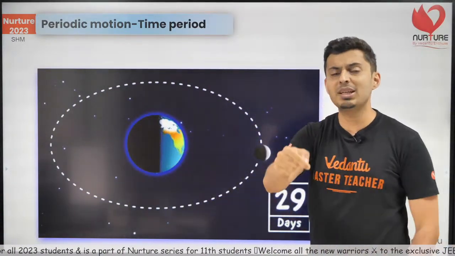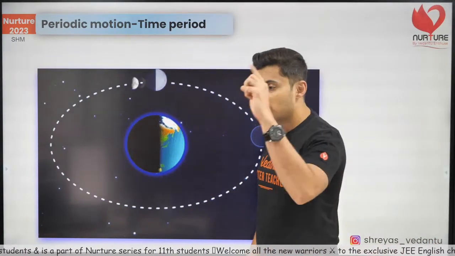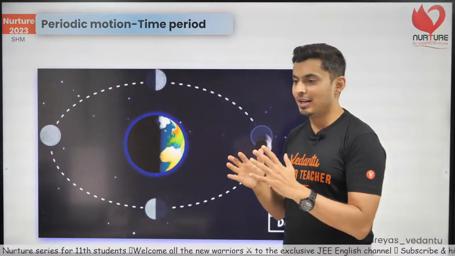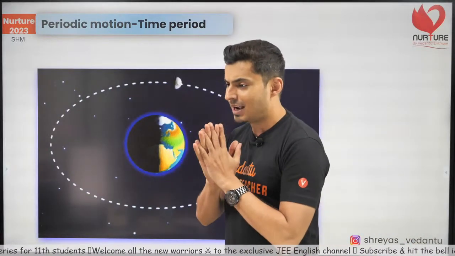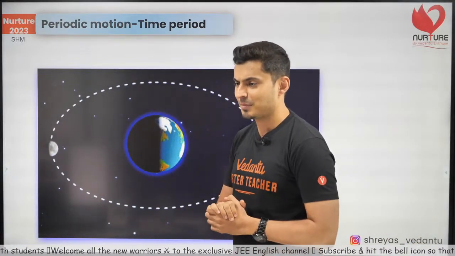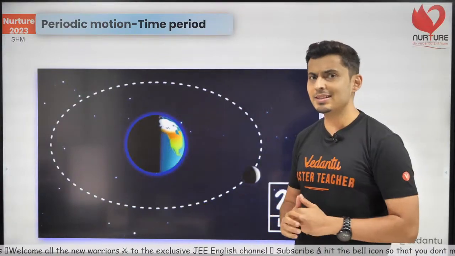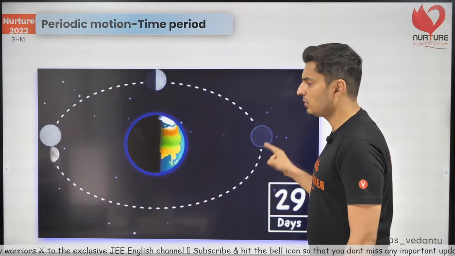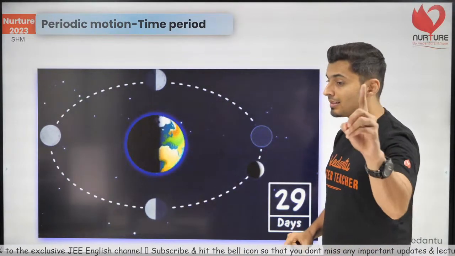So why is 56 days not the time period? Have you ever thought about it? Think and let me know what you have to say about this in the comment section. Even 56 days should be the time period, because after 56 days the motion of the moon repeats itself. There is a catch.